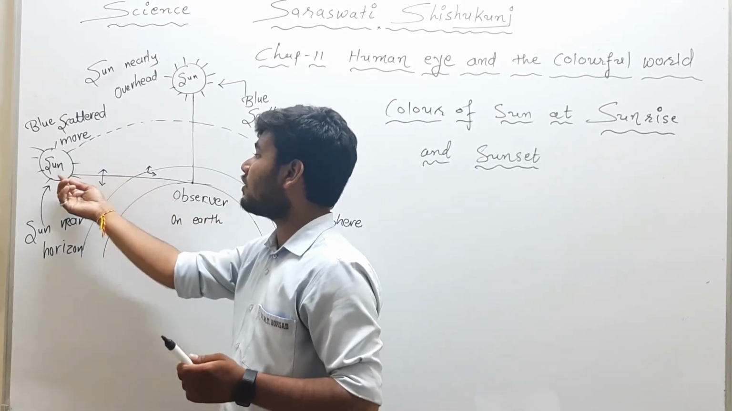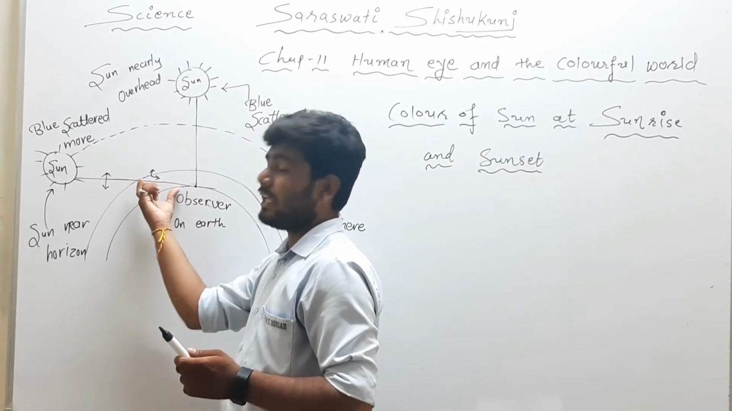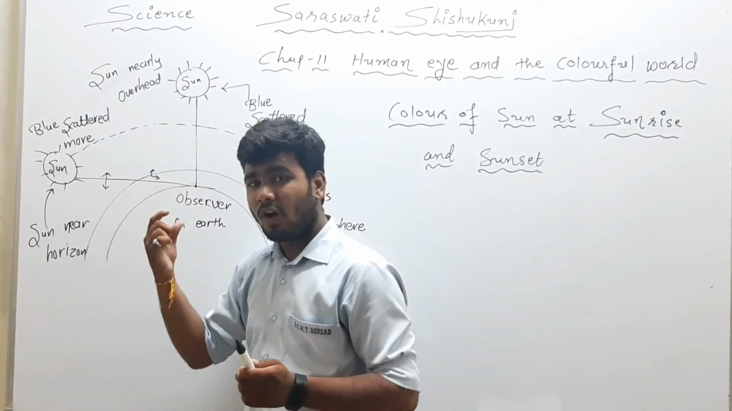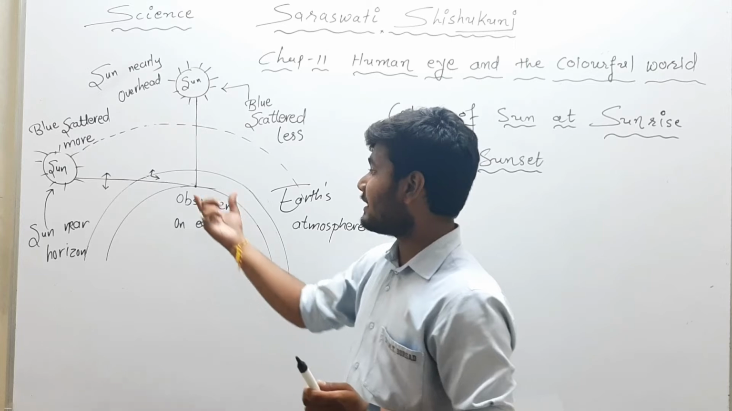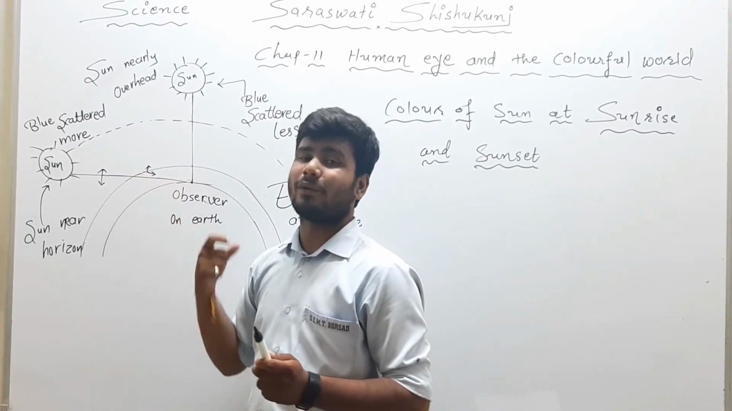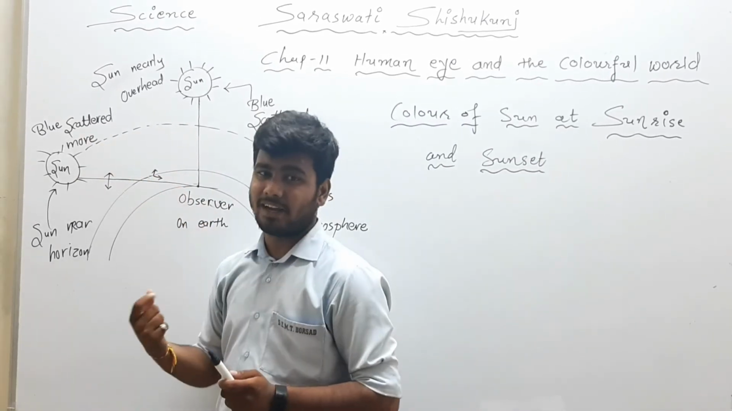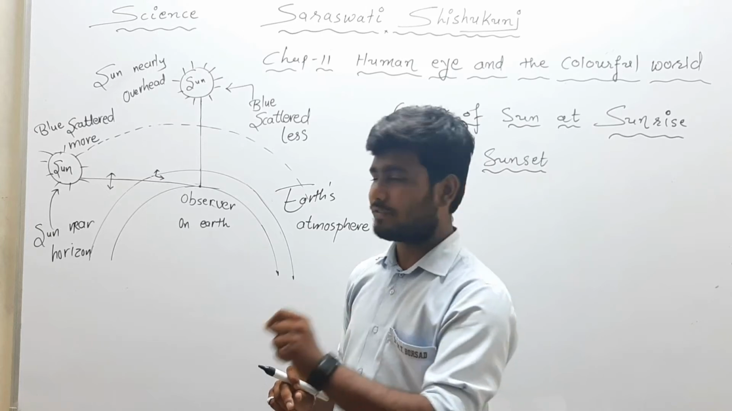it will be a long route for the light, and in the observer's eye there will be light of long wavelength, and that is red in color. So that's why during sunrise and sunset we are having a reddish color of the sun.